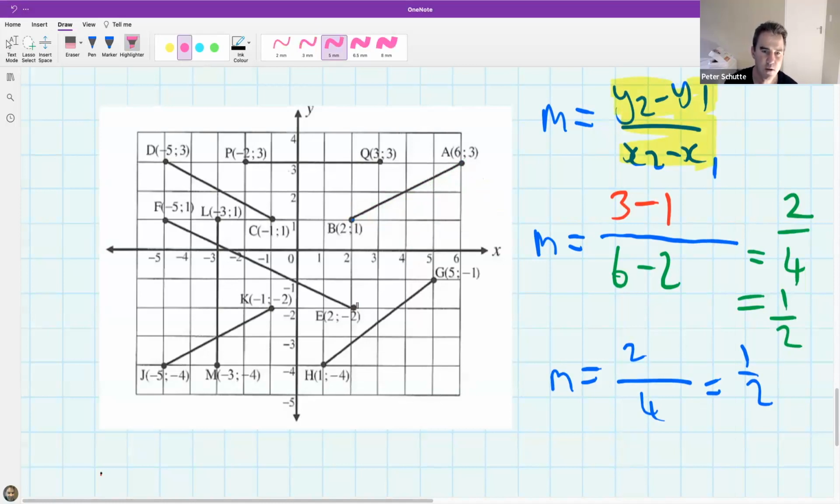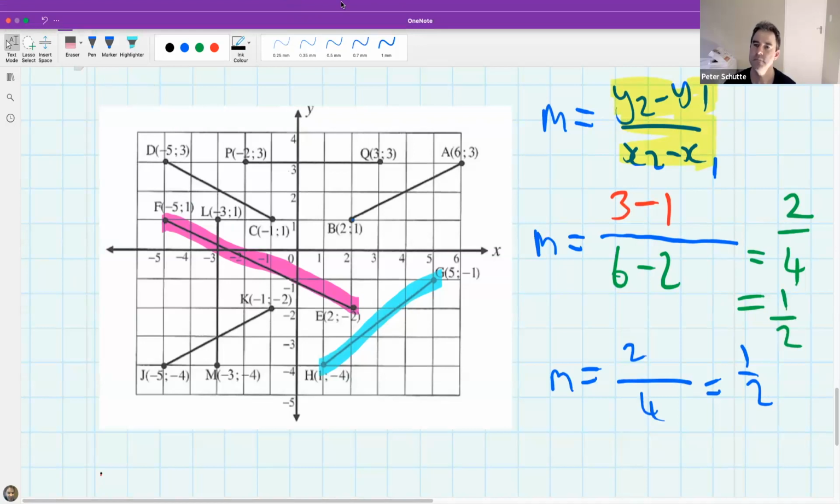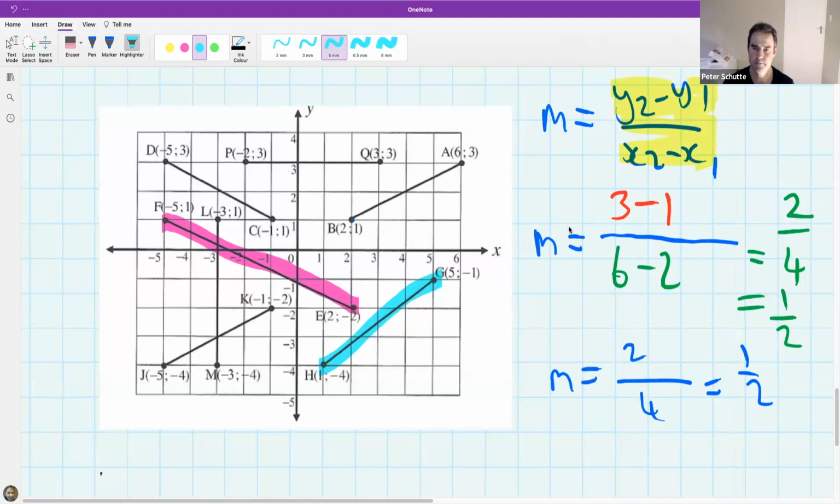So I want you to find me the gradient of the pink line, and I want you to find me the gradient of the blue line. And we would say the gradient of the line FE and the gradient of the line HG. Can you do those two gradient calculations for me?